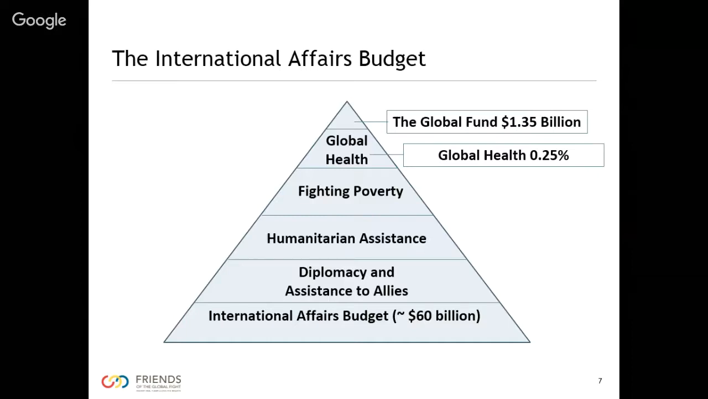The total international affairs budget is again at roughly $60 billion, with global health making up only 0.25% of the entire federal budget, and the Global Fund making up 0.001% of that at $1.35 billion. So as you can see, global health spending for the U.S. government is very, very small.